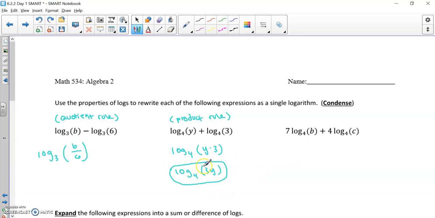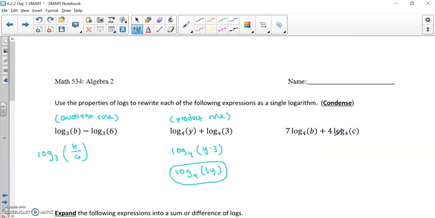Right, and that's it. I've condensed it as far as I can. Okay, one more condensing example here. We've got a little bit more going on here though. So the first thing I want to notice is that there's actually numbers outside of these logs.